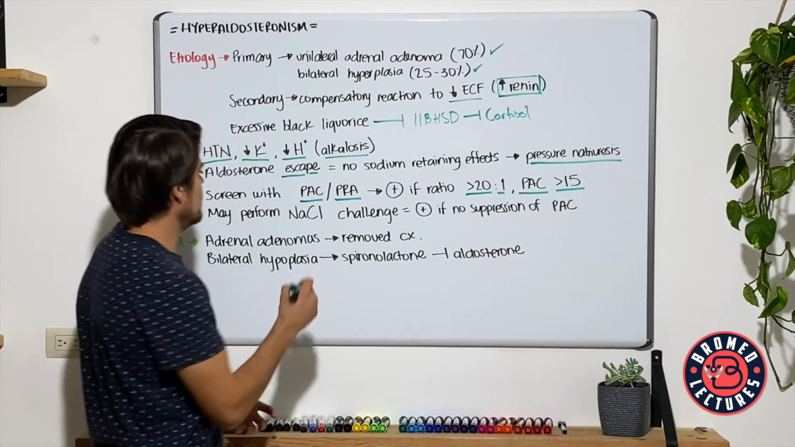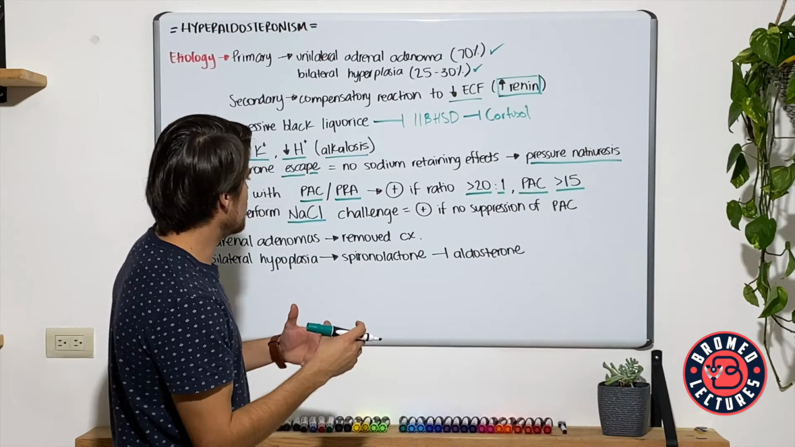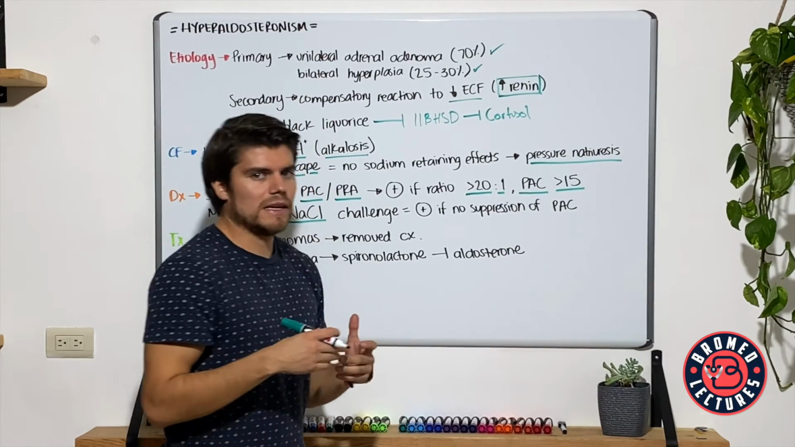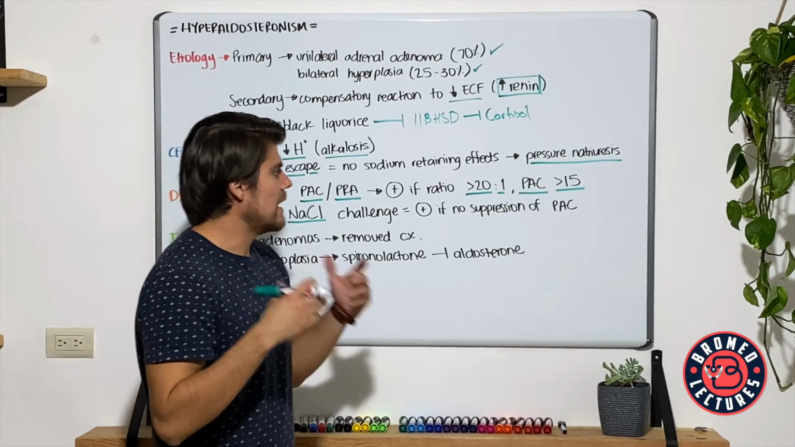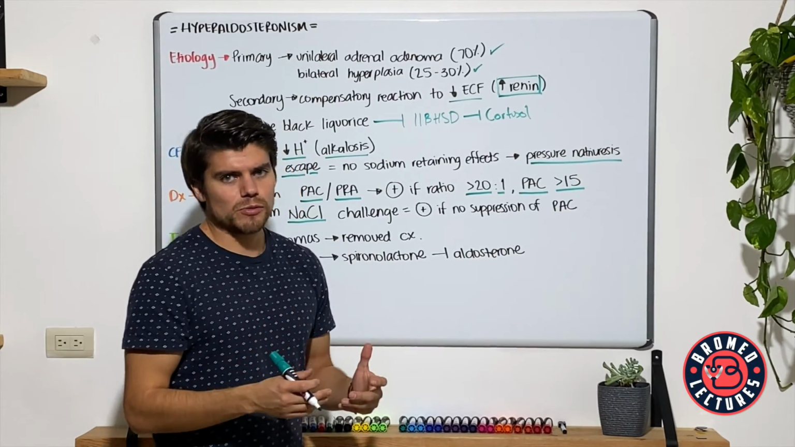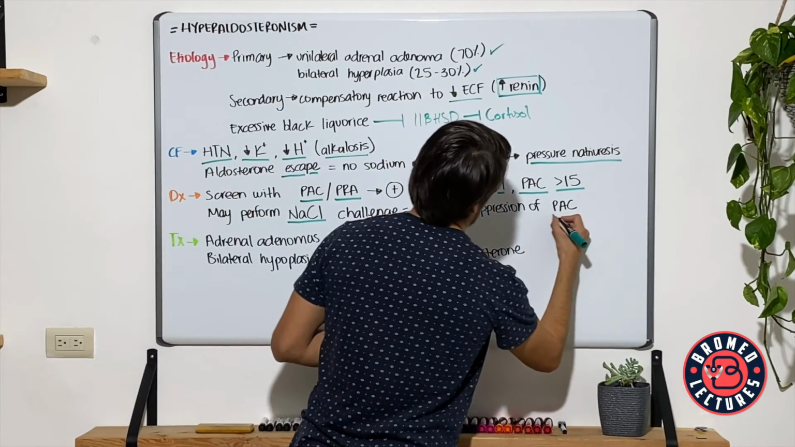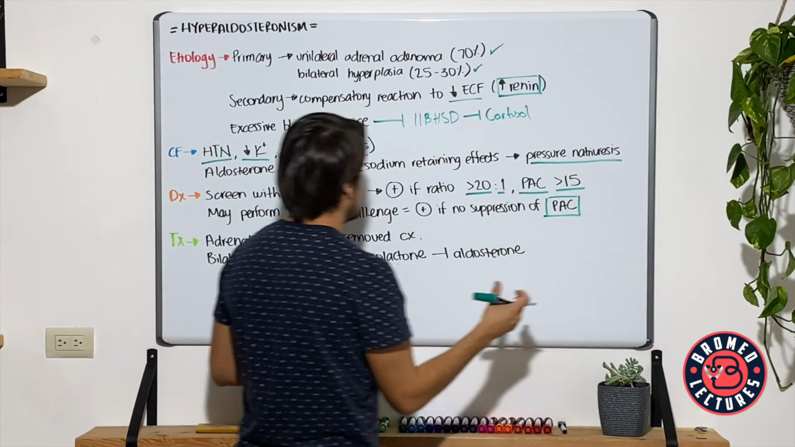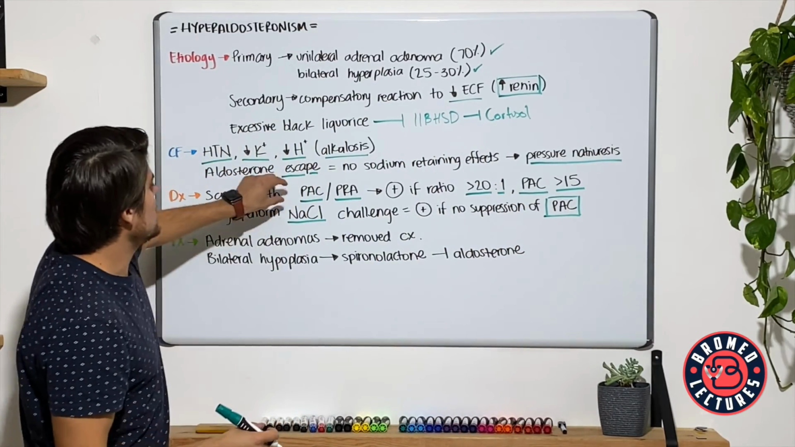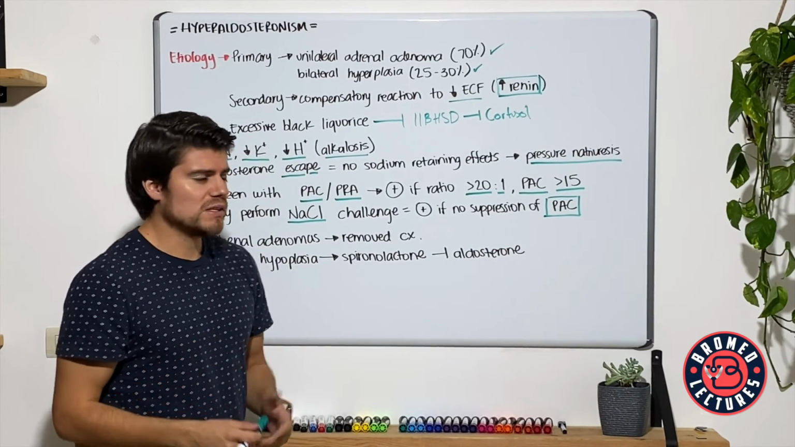And now the cheap way to perform your test is going to be to perform a sodium chloride challenge. In this one, you're overloading your patient and allowing for his adrenal glands to respond in regards to aldosterone. If there is a non-regulated mechanism of aldosterone secretion, you're going to see that the patient has no suppression of the plasmatic aldosterone concentration, and you may have your diagnosis. But of course, PAC-PRA ratio is going to be better. It's going to be more sensitive and specific for this condition.